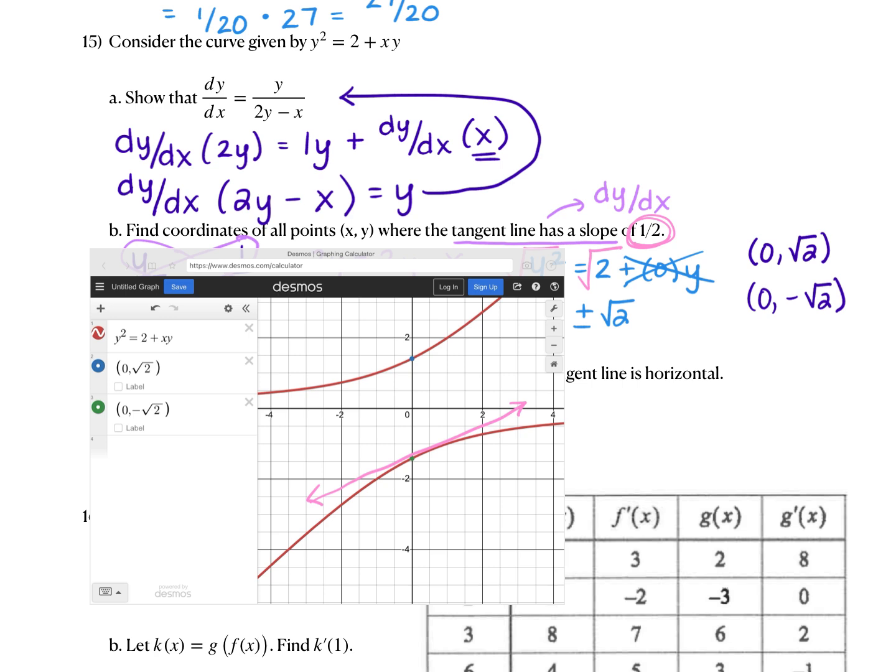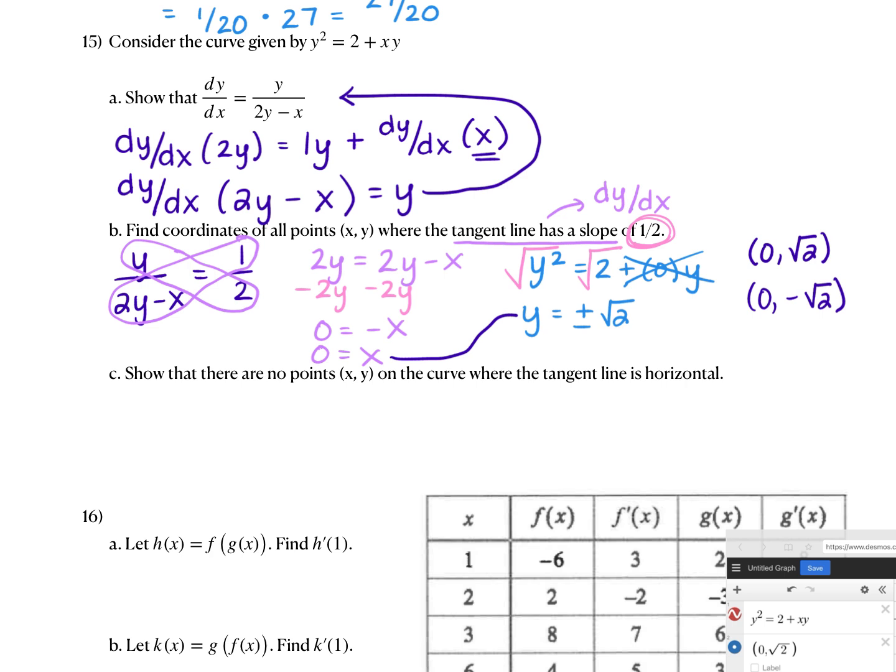Okay, let's go on to that next part, continuing in the same fashion here. This says show that there are no points where the tangent line is horizontal. I really want us to think about that wording. If the tangent line is horizontal, that means my slope is equal to 0, which, in other words, means my derivative is equal to 0.